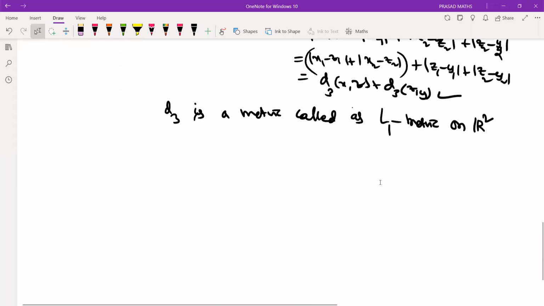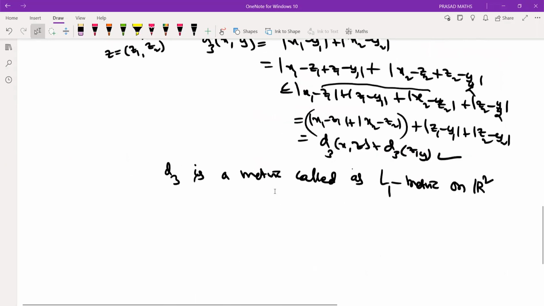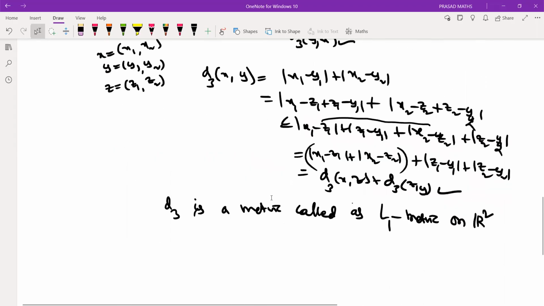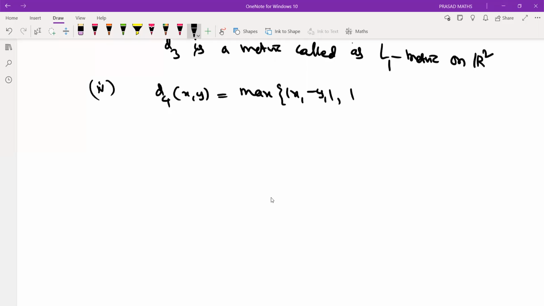In fact, every metric is very, very important because I'm going to read these metric properties again and again in different orientations, different definitions, like open set, closed set. Keep this in mind. So the fourth one: D4 of x comma y is equal to the maximum of mod of x1 minus y1, mod of x2 minus y2. So this is also a metric, you can easily check it by the same strategy.